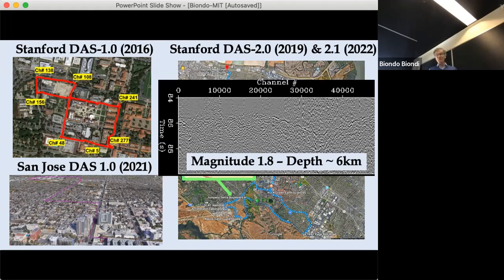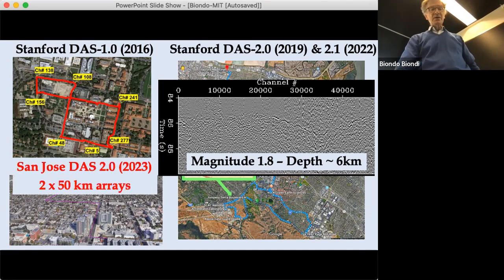This is the result of the latest array that we have around Stanford campus. It was a local earthquake, and you can see the arrivals. The S very clearly, the P a little less so, but anyway, you do see that we just came out of the box after a couple of days that we installed it.